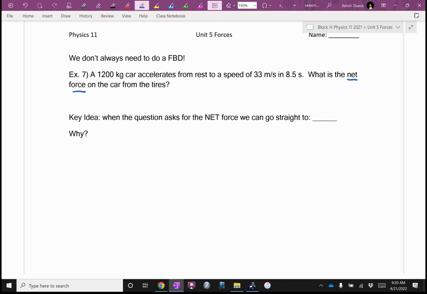the numbers that I'm giving you are just once you've gone winner minus loser. So we can go straight to F equals ma. Key idea: when the question asks for the net force, we can go straight to F equals ma, because it's really F net equals ma.